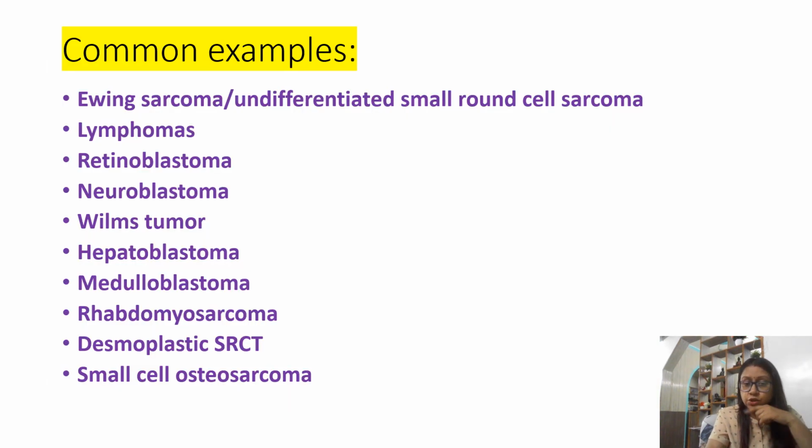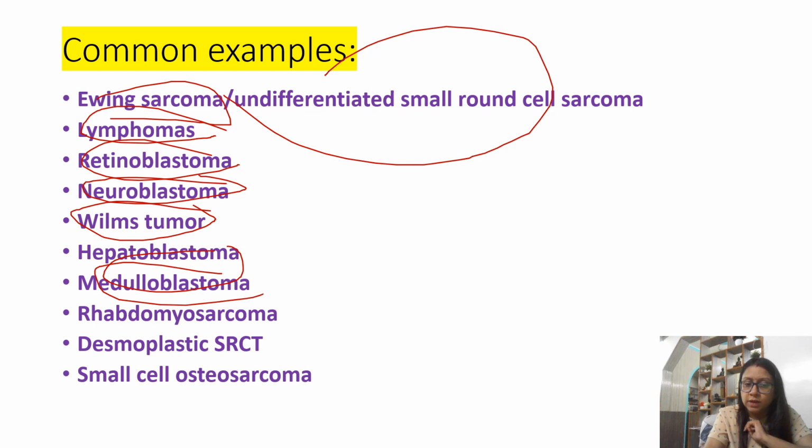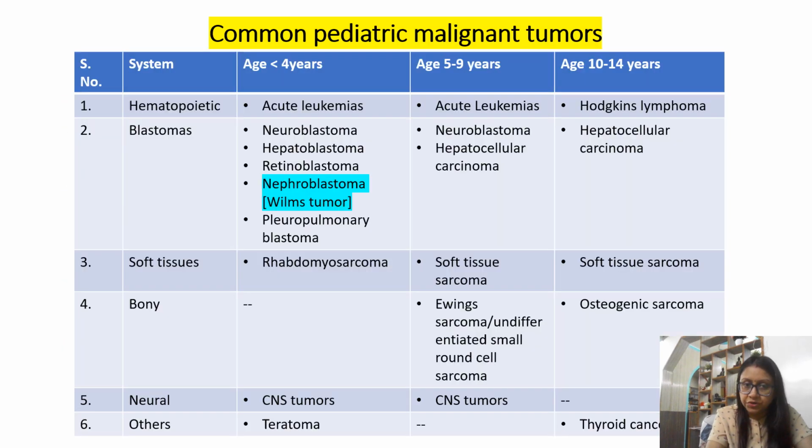So these are the list of common examples हैं जो small blue round cell tumors में आते हैं in children. So first is your Ewing sarcoma, or you can say undifferentiated small round cell sarcoma, lymphomas, retinoblastoma, neuroblastoma, Wilms tumor also known as nephroblastoma, hepatoblastoma, medulloblastoma, rhabdomyosarcoma, desmoplastic small round cell tumor, and small cell osteosarcoma. So ये common example है small blue round cell tumor के, which you see in children.